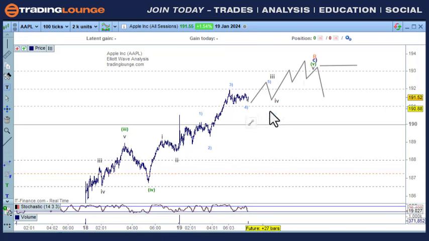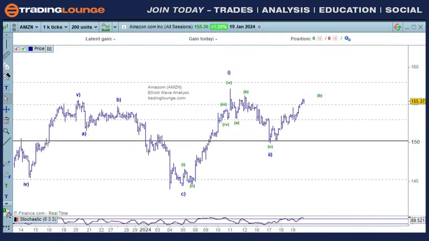So I really just want to let this play out here before I suggest a trade in here, because of that particular corrective pattern. Yeah, but Apple should mosey along with the rest of the crowd as such.